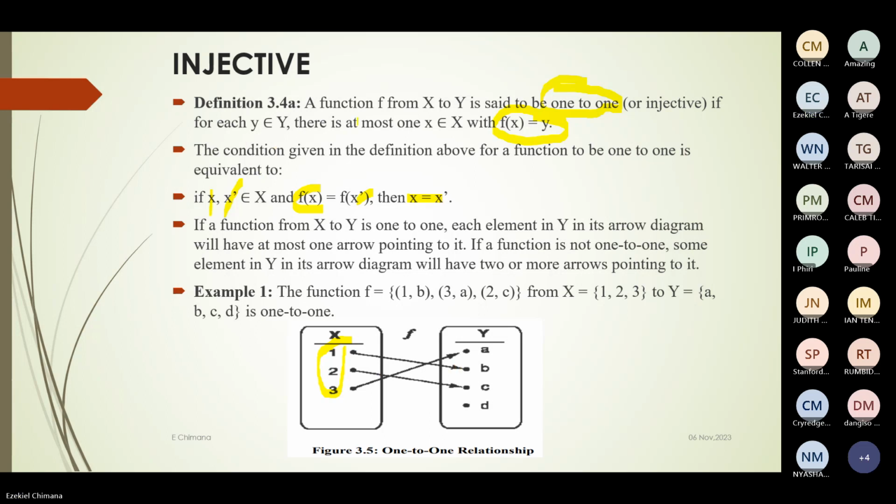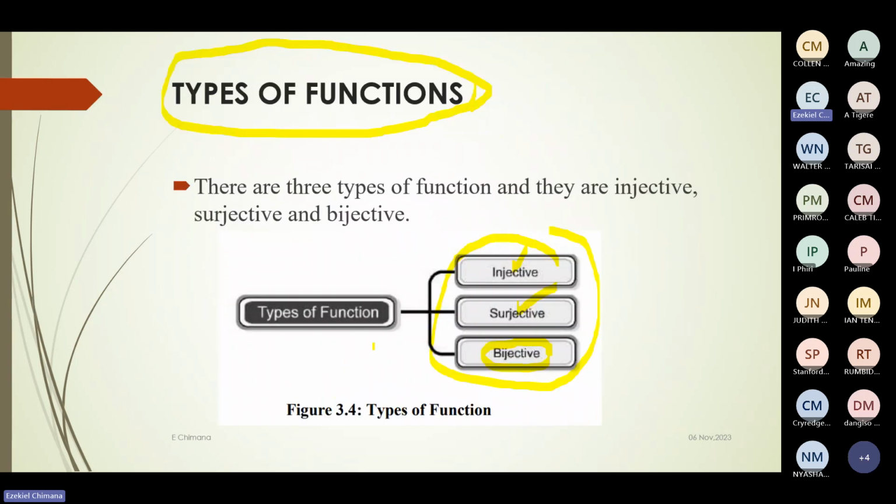So a function f from X to Y is said to be one-to-one or injective if for each y in Y, there is at most one x in X with f of x equal to y. When I say f of x is equal to y, when you put in 1, you get the value of y. So when you put 1 in our function, you get B. Whenever you put in 2, you get C. Whenever you put in 3, you get A. So this one is a one-to-one function.